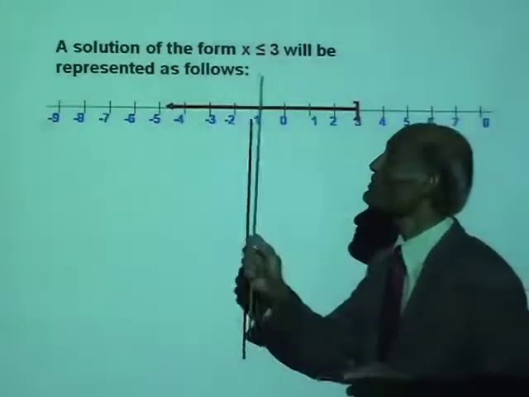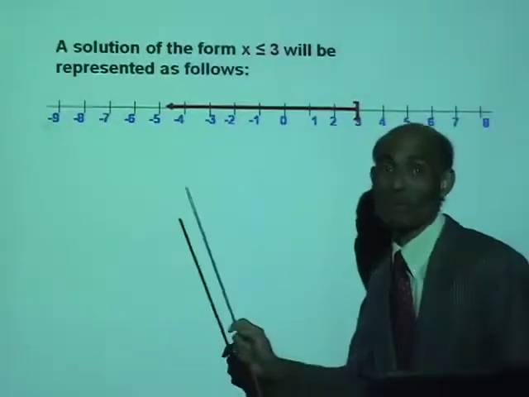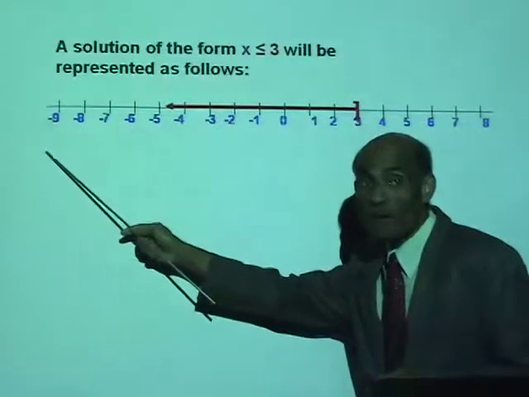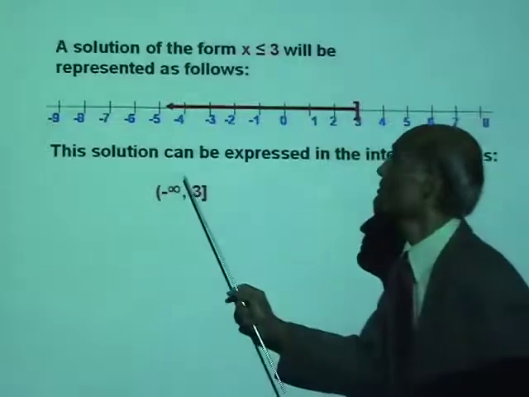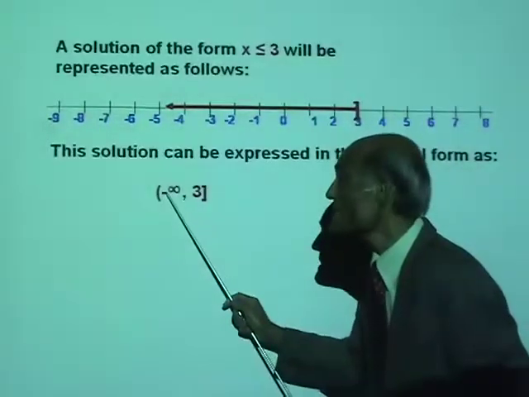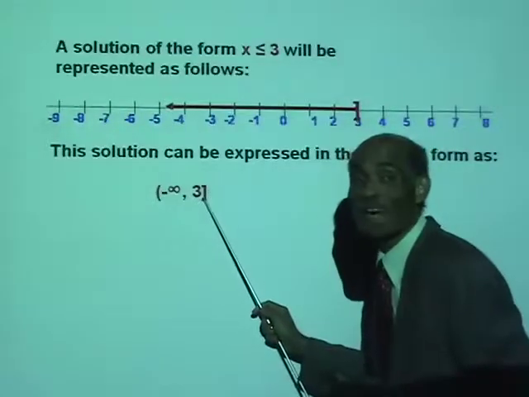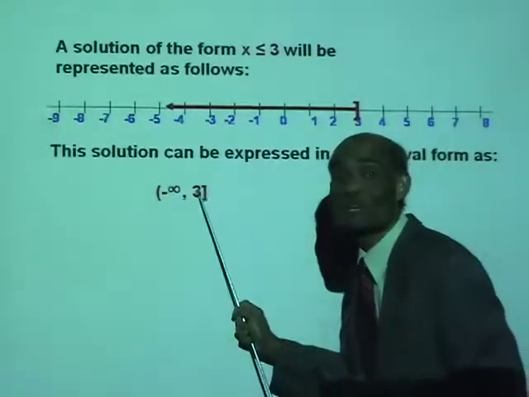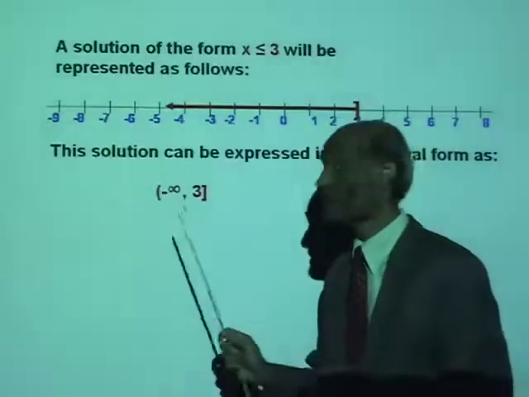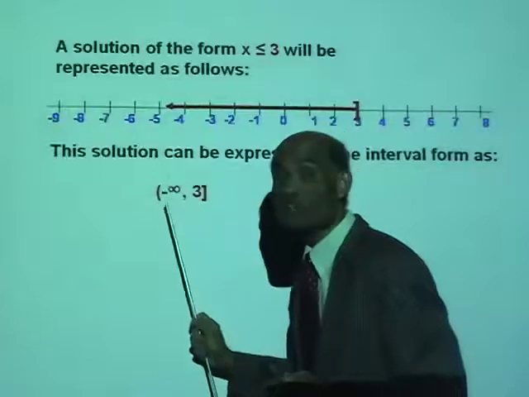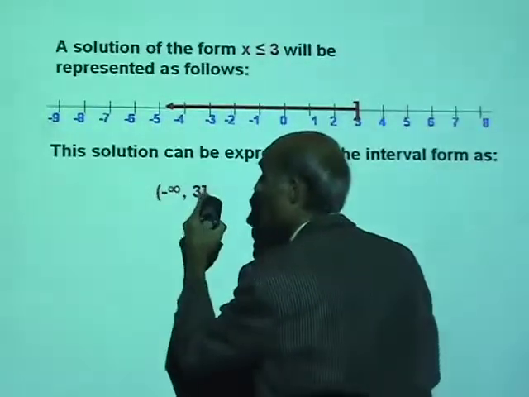Okay, can you write this as an interval? How will that be written as an interval? All the way from negative infinity to 3, and it will be like this. Parenthesis negative infinity, comma 3 square bracket. The square bracket tells you that 3 is part of the solution. Alright? Remember, an interval always starts on the left and ends at the right.